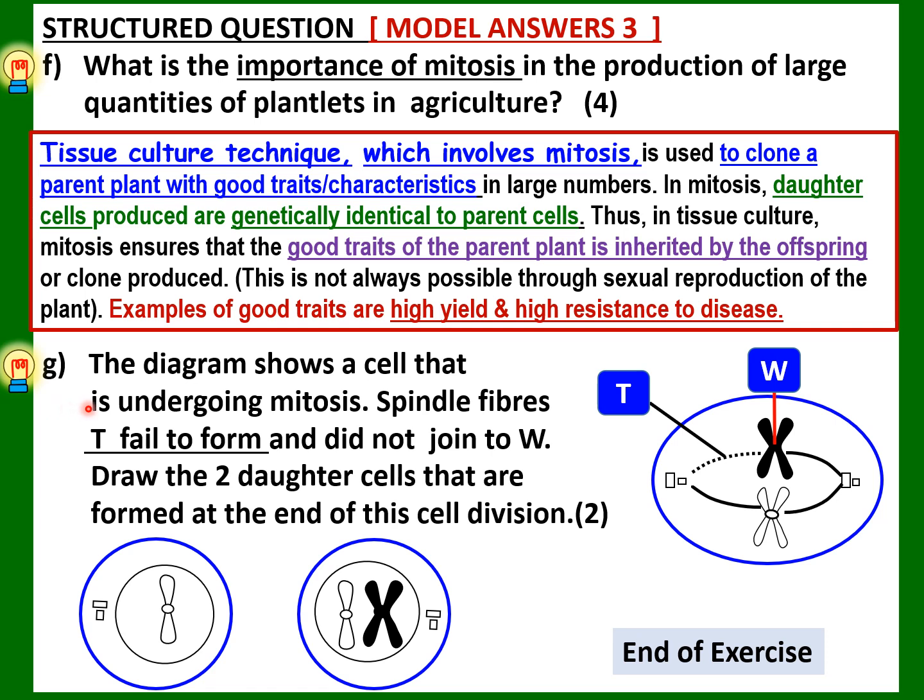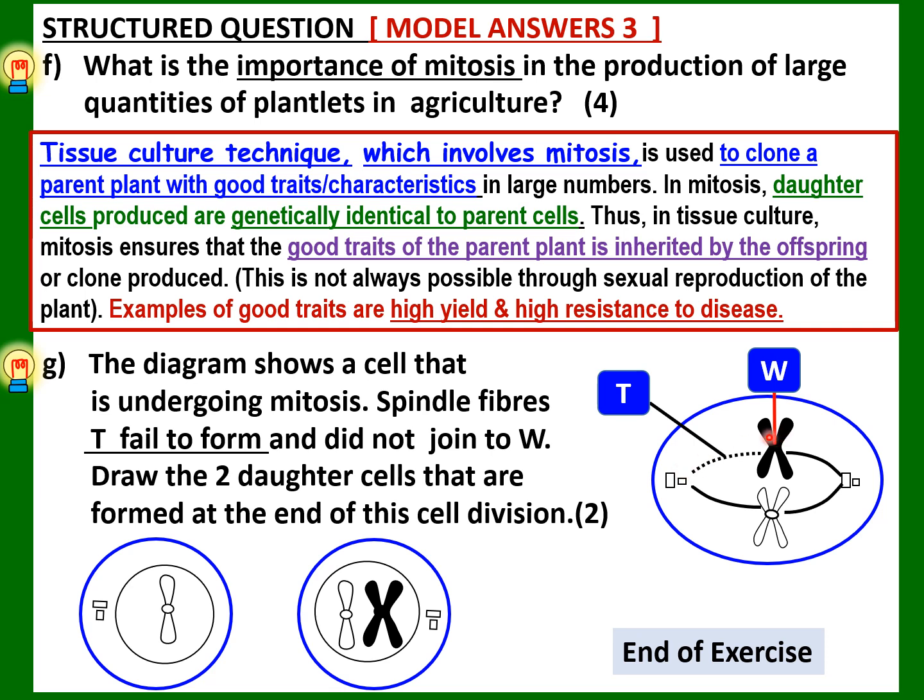Right, G, the diagram shows a cell that is undergoing mitosis. Here, spindle fibers T failed to form and did not join to W. So these spindle fibers here did not form, whereas the other spindle fibers did form. Draw the 2 daughter cells that are formed at the end of this cell division. So if T does not form, that means this pair of sister chromatids did not separate from each other and move to opposite poles of the cell. Okay, because T is used to pull the sister chromatids to different poles.